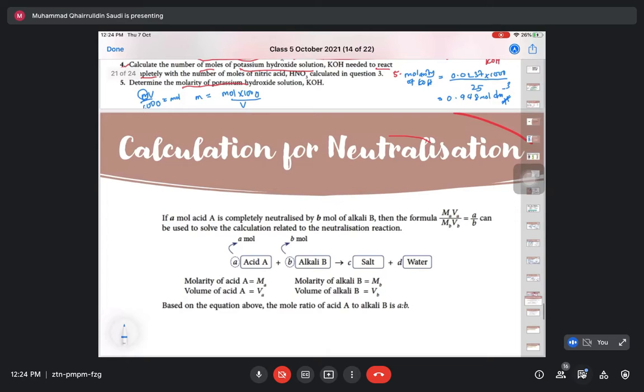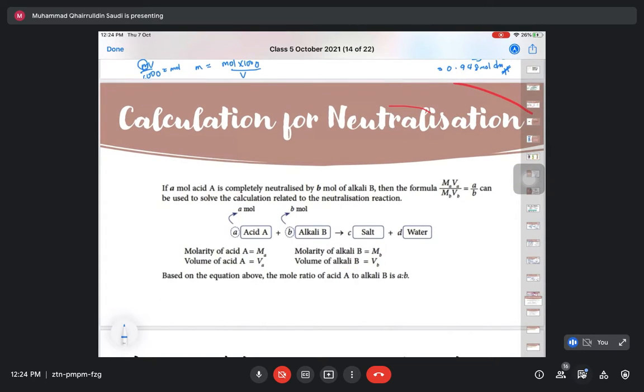Now we will get into calculation for neutralization. We actually have a simpler way to find concentration for acid and base reaction, for neutralization only. Baru kita boleh guna formula ni. The formula is MAVA over MBVB is equal to A over B. This is on neutralization only. If A mole of acid A is completely neutralized by B mole of alkali B, then the formula is used to solve the calculation related to the neutralization reaction here. This is the most important part.